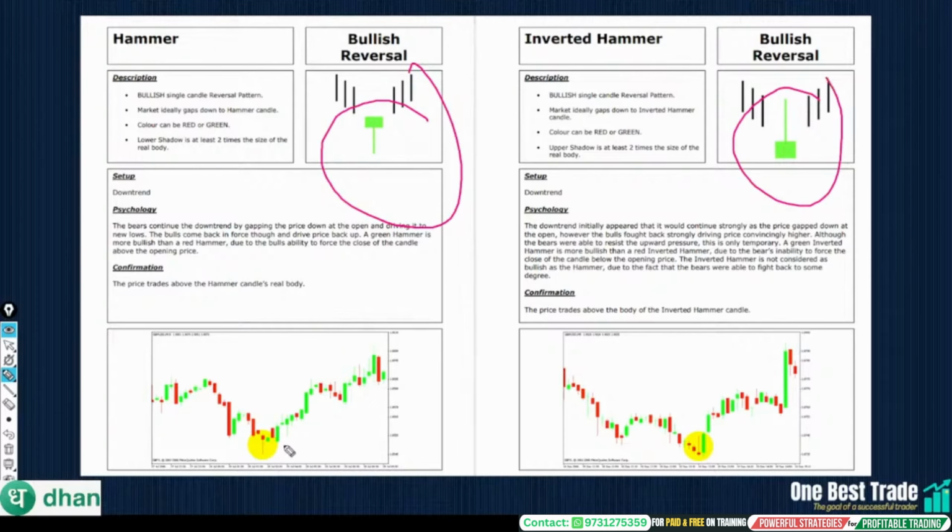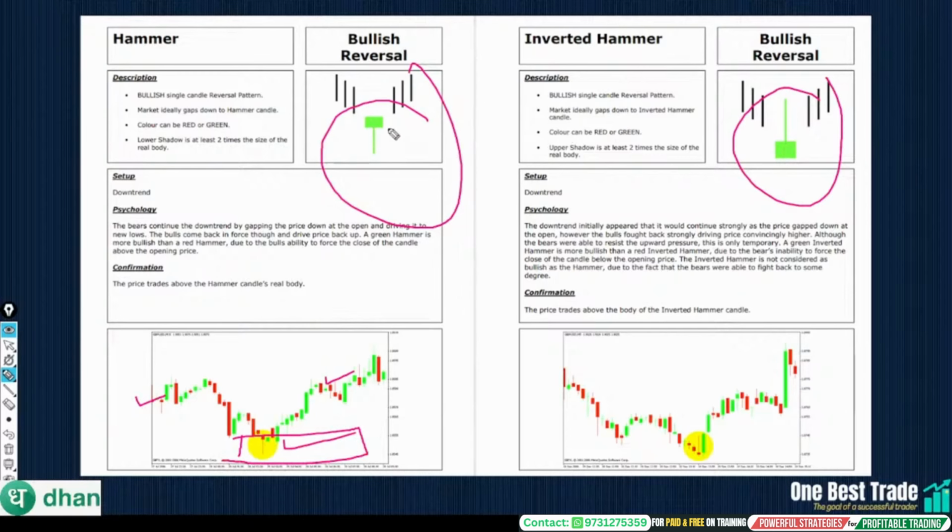Why is this hammer important? Why am I not considering this hammer, but I am considering that hammer? This is today's class, my dear friends. I'm going to give you practical examples, and you will understand which hammer you need to give weightage.